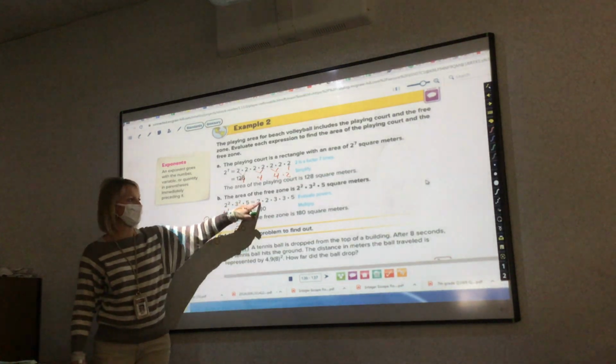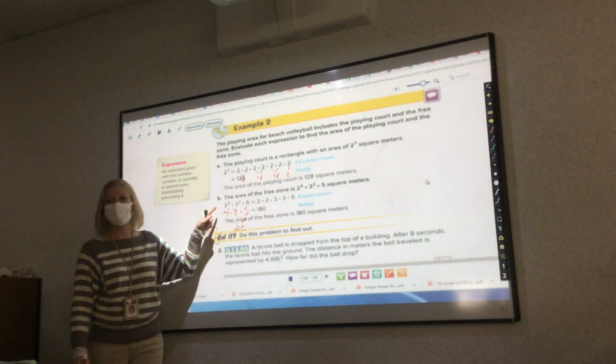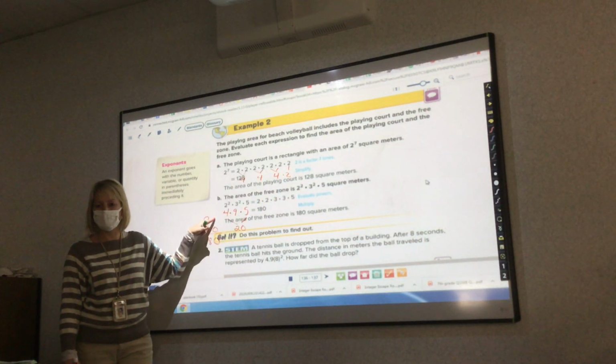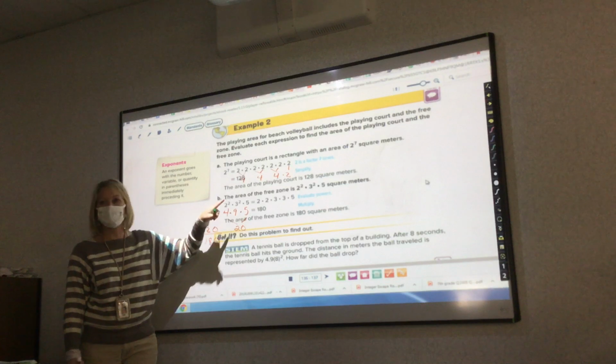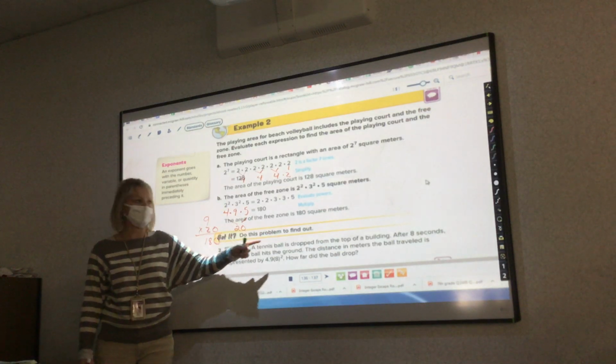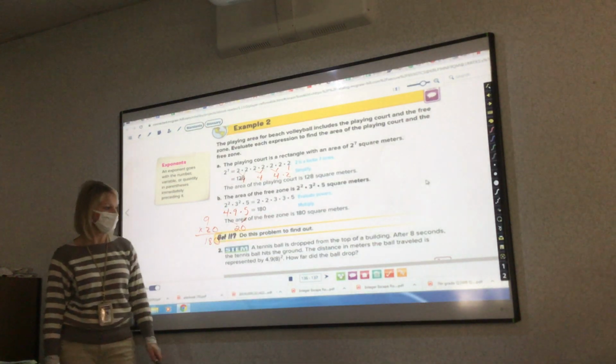Did I have to rewrite it like this? No, not if you know what 2 squared is. Just put it down underneath of it. Not if you know what 3 squared is. If you don't know it, then please write it out.